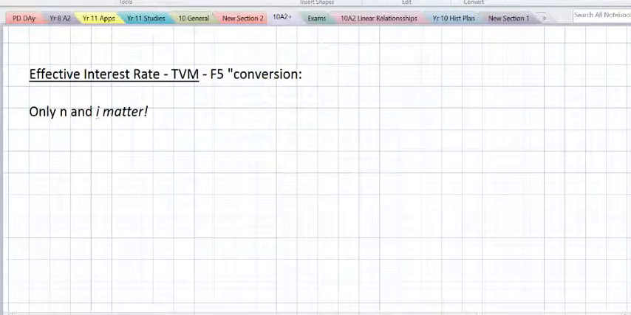Effective interest rate. You go into TVM mode, and then press F5, which is the conversion one. We wait about 5 seconds, it can take some time on that.